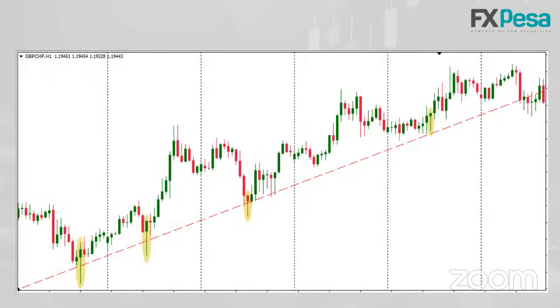This is how it actually appears on the charts. As you can see, indicated in yellow, we have the candlesticks with long shadows or long tails on the lower side. And this is on an uptrend. So on an uptrend, you want to check for candles with a very long tail on the lower side and a small body at the top, usually called pin bars.